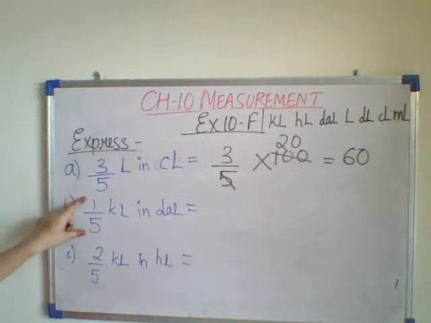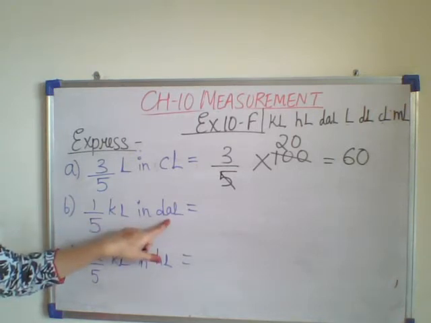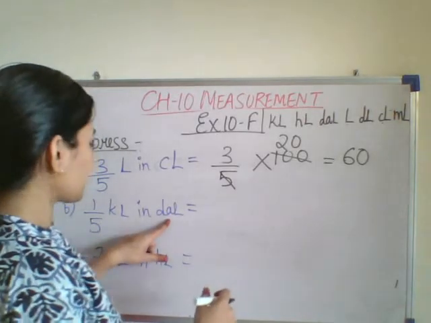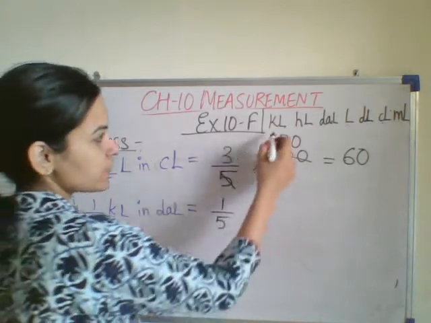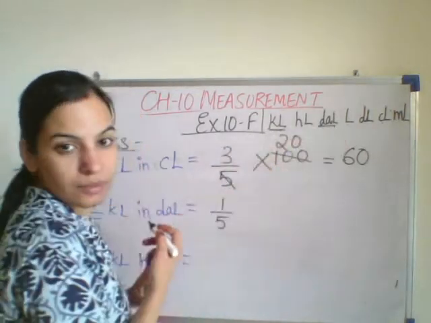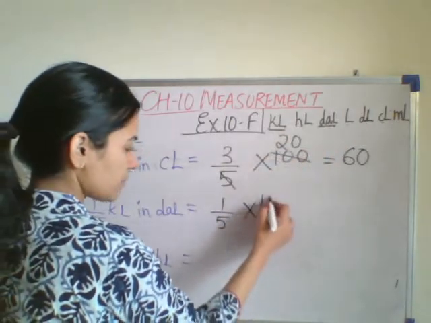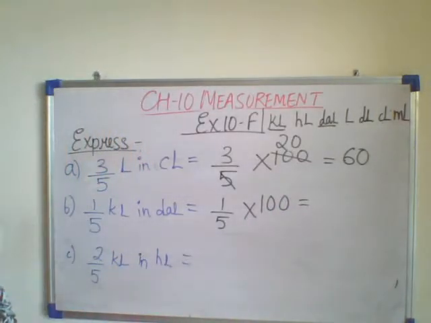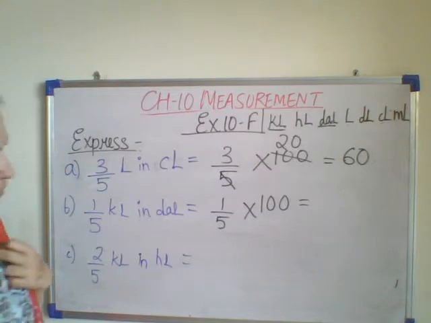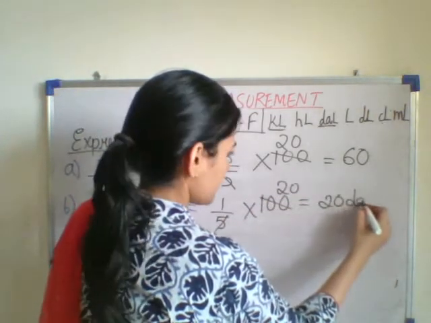Similarly, we will be doing for this 1/5 kiloliter. We will be converting this into decaliter. So we will be multiplying this again with the 100. See, here is the kiloliter, here is the decaliter. It is 2 steps away only. So we will be multiplying this with the 100. So what will we be getting? Get cancelled. 20. We will be getting 20 decaliter.